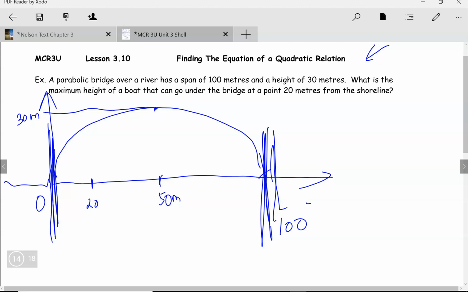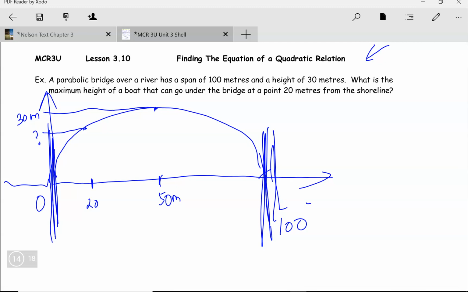But we want to find the height here. So what is this height? That is the maximum height that the boat can have. So again, a diagram is half the work, however shabby it might be. And the idea here is we are given one piece of information.